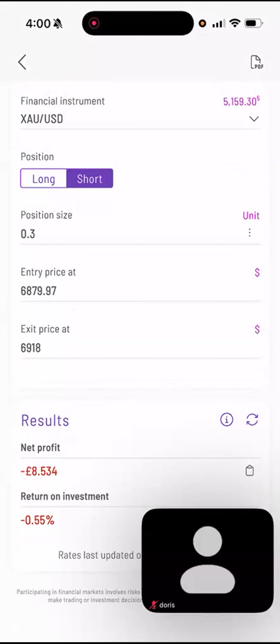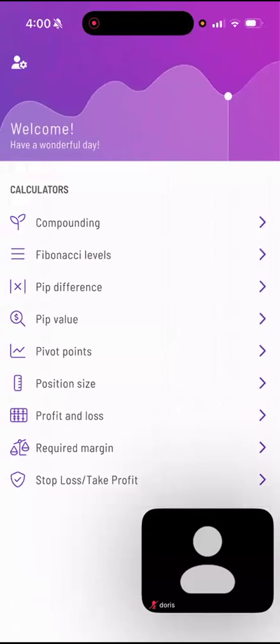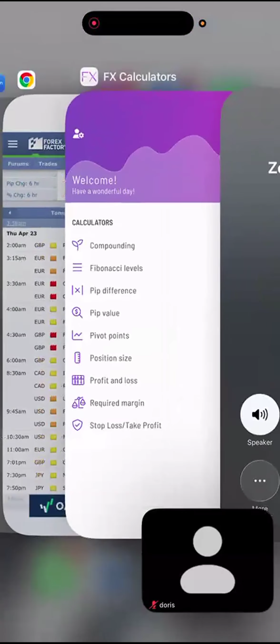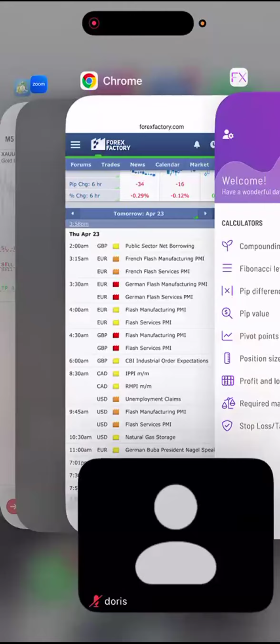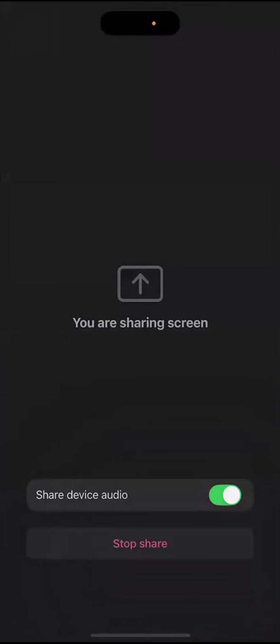Then the last one is the trading plans. Okay, the last one is, I'm coming.